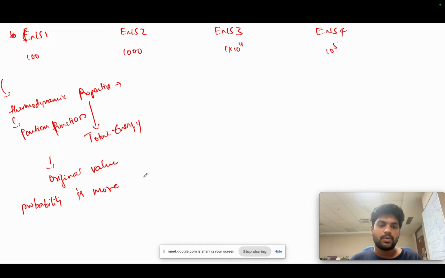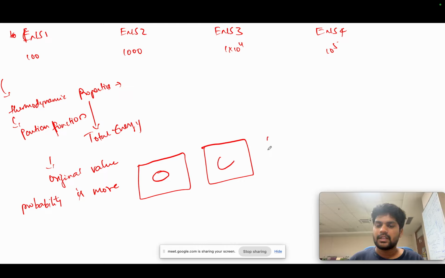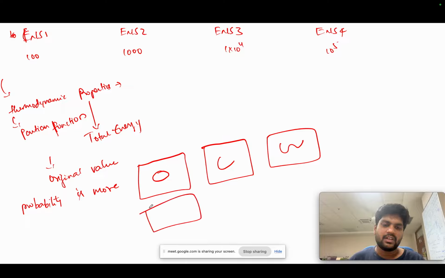What do you mean by probability is more? Say suppose you have the ring, okay, the ring shape is this, and in the second macrostate the ring is like this, and the third macrostate the ring might be like this. I'm talking about the ring which is placed on the hands. In the fourth macrostate it will be like this.